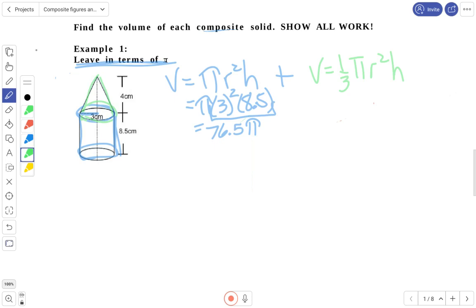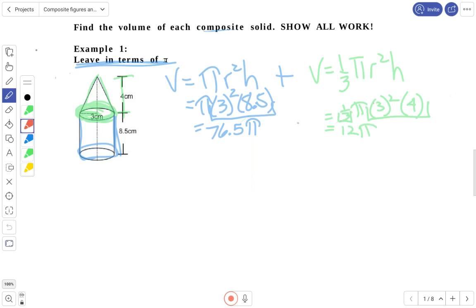Now I have to find the volume of my cone. So 1/3, pi stays pi. Now the radius is the same radius because that cone and that cylinder share that base shape. So that radius is still 3. And then I'm going to put in my height, and the height of that cone is 4. So when I go to put this in the calculator, I am going to type in 1/3 times 3 squared times 4, and I get 12 pi.